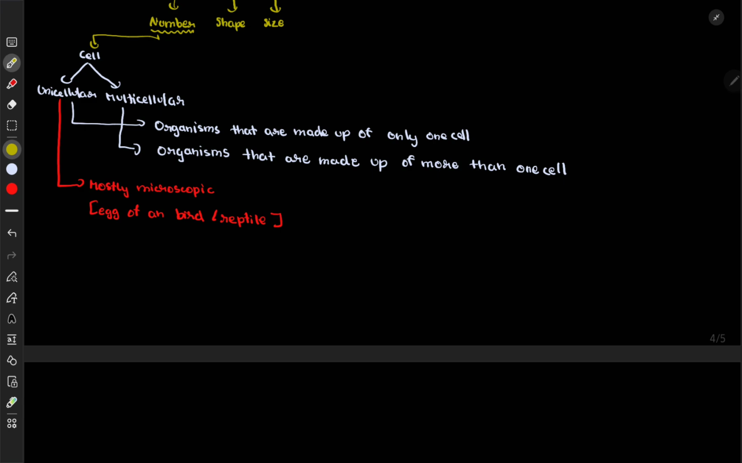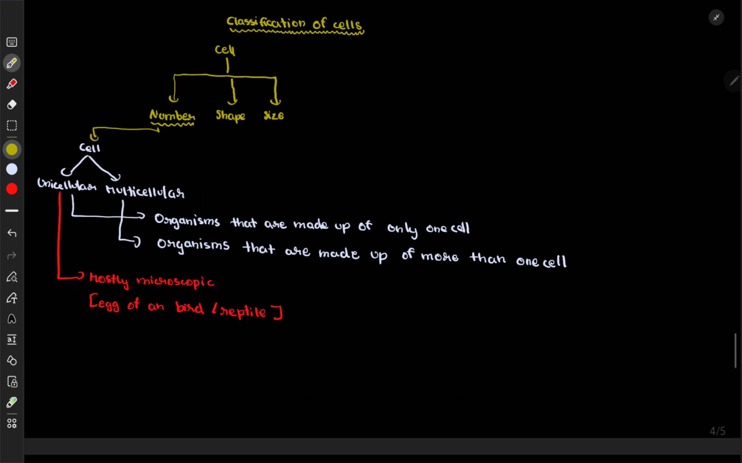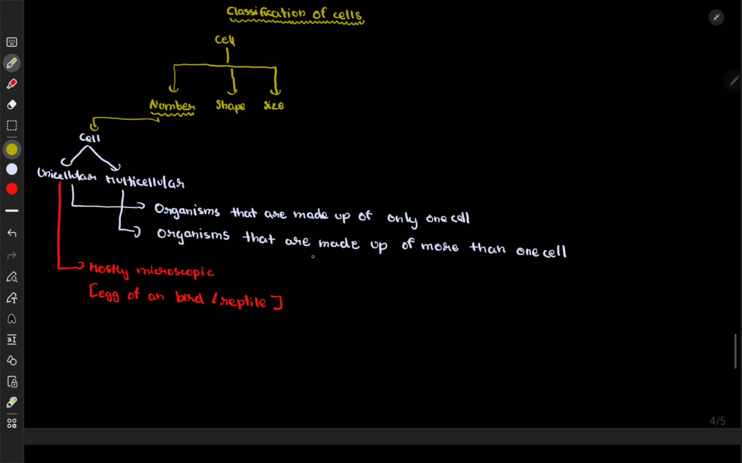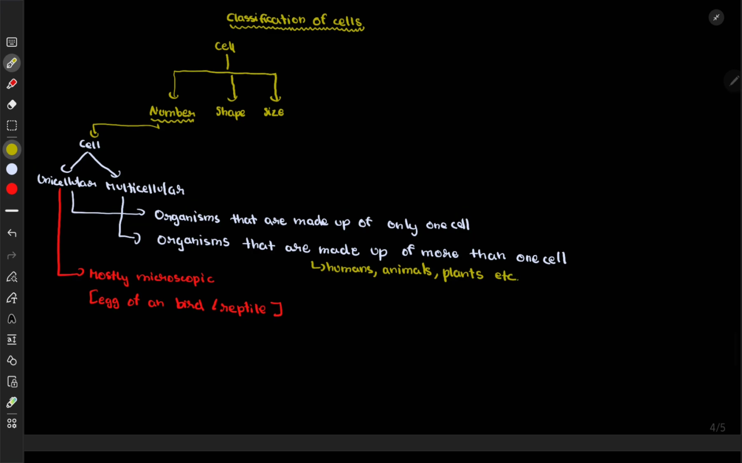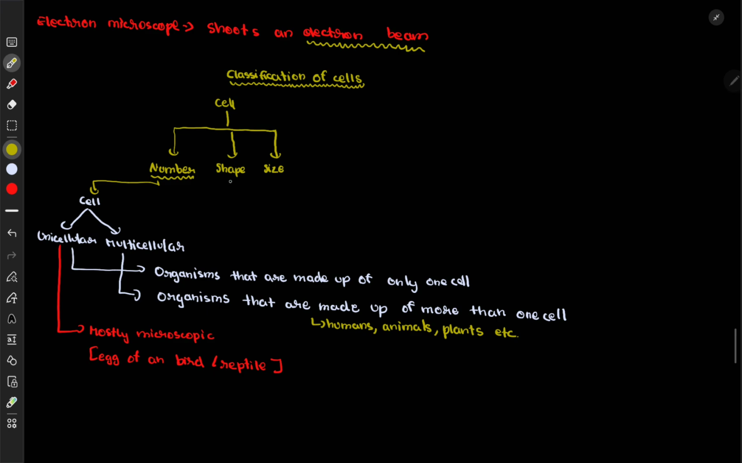So now, multicellular organisms are like humans, animals, plants, etc. Now, if we look at it by shape, we'll have to go here.